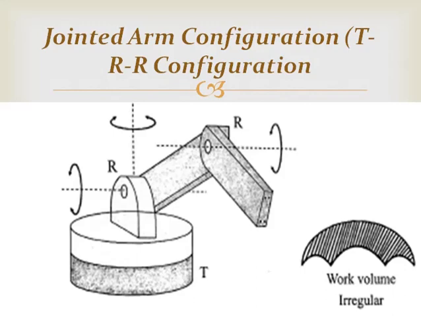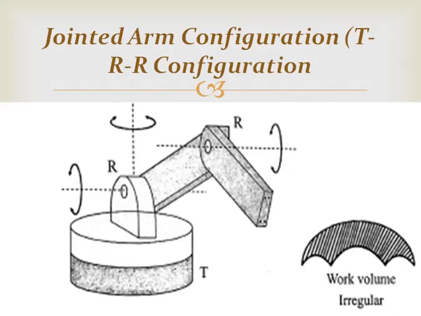Similarly, we can also have the last type, the jointed arm configuration system, and this jointed arm configuration system is similar to the human arm. As we can see from the diagram, it consists of two straight components that correspond to the human forearm and upper arm. These components are connected by two rotary joints corresponding to the shoulder and elbow of a human.